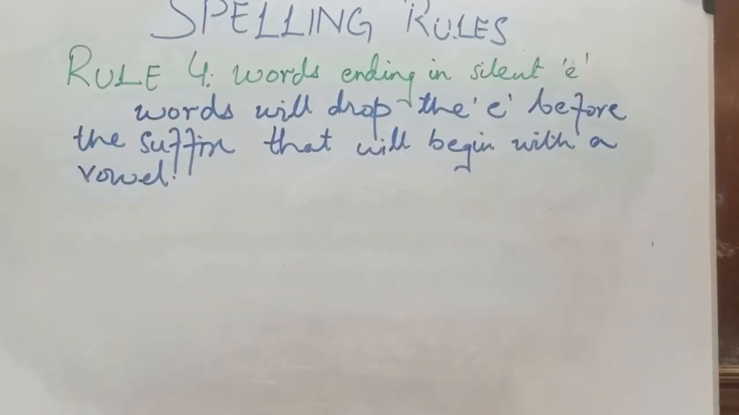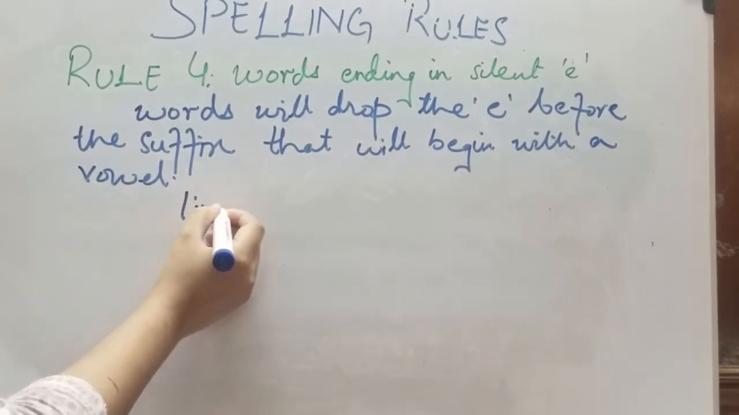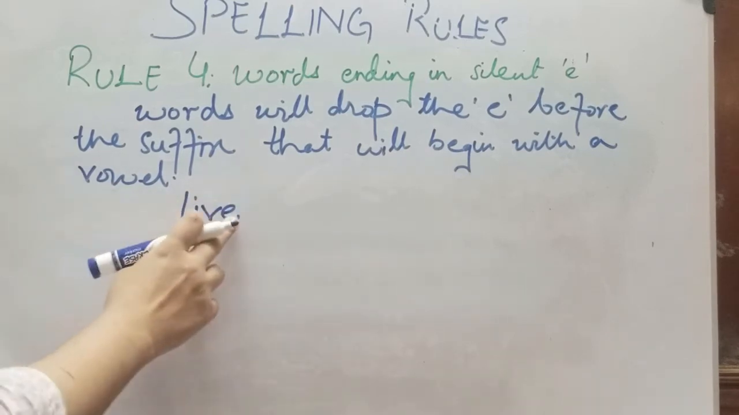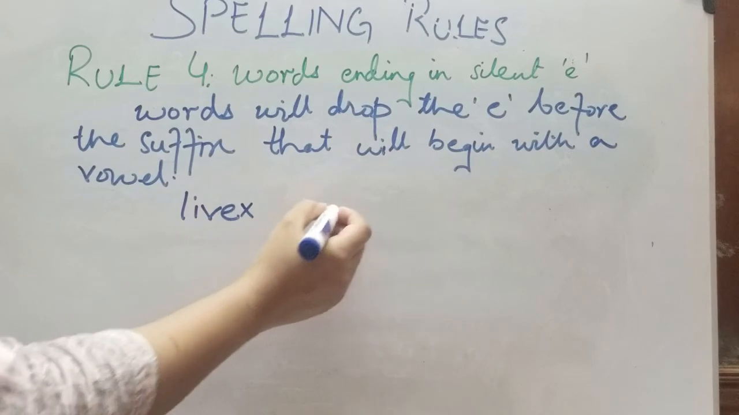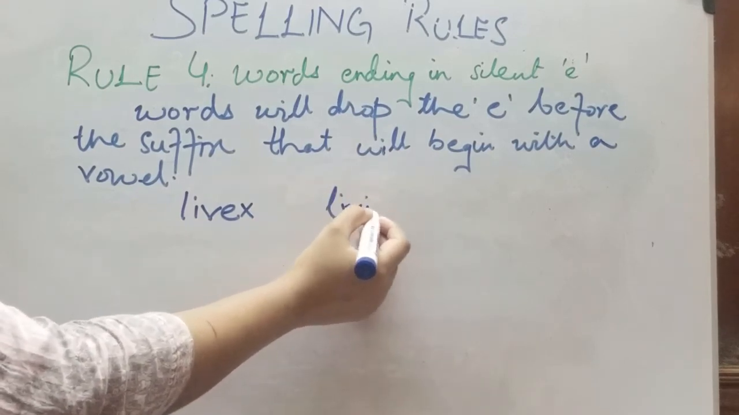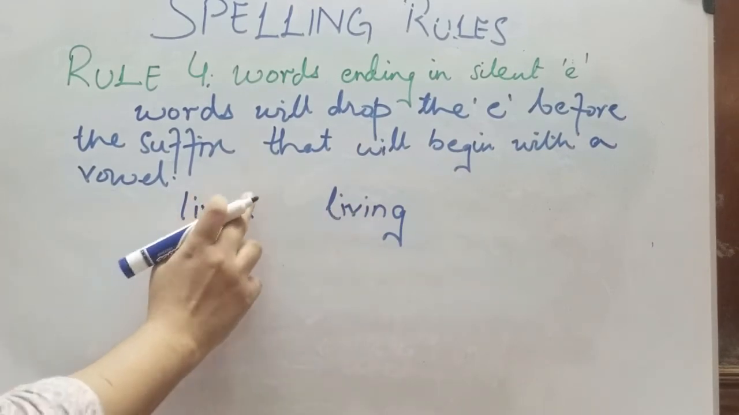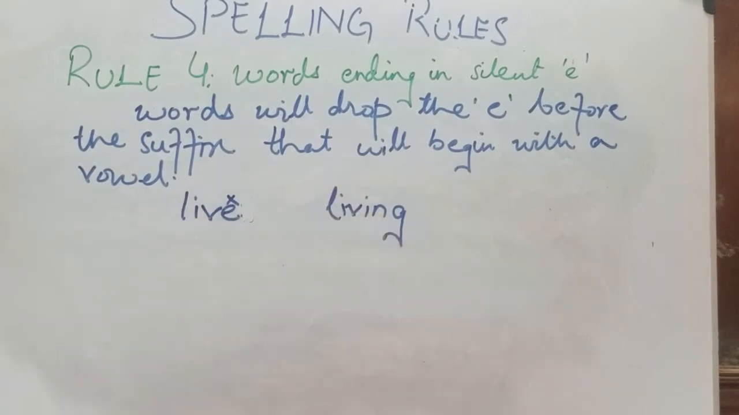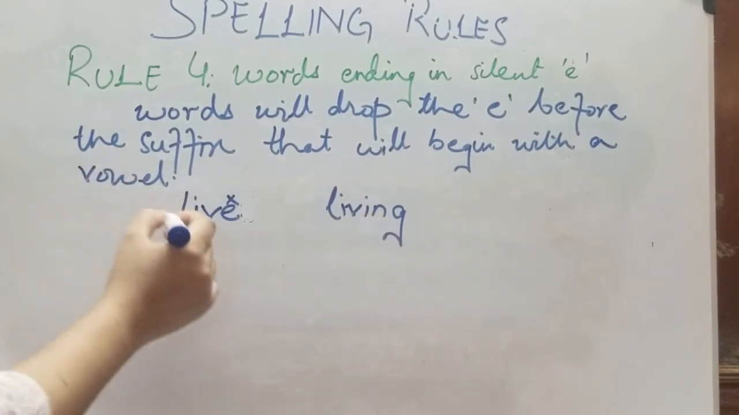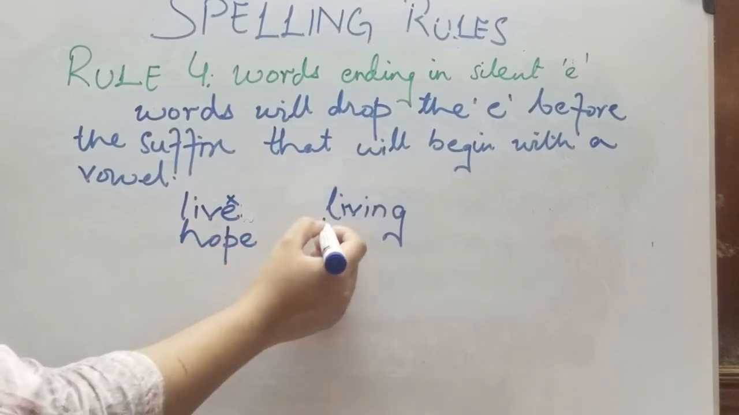Okay guys, let's move on to rule number 4. Words ending in silent E. Now it's written here, words will drop the silent E before the suffix that will begin with a vowel. That means, for example, if we have live. This is silent E. We are going to automatically erase this E and we are going to convert it into living. Now it's starting with a vowel. Okay, so live over here will convert into living. Hope, another example. Hope will change into hoping.